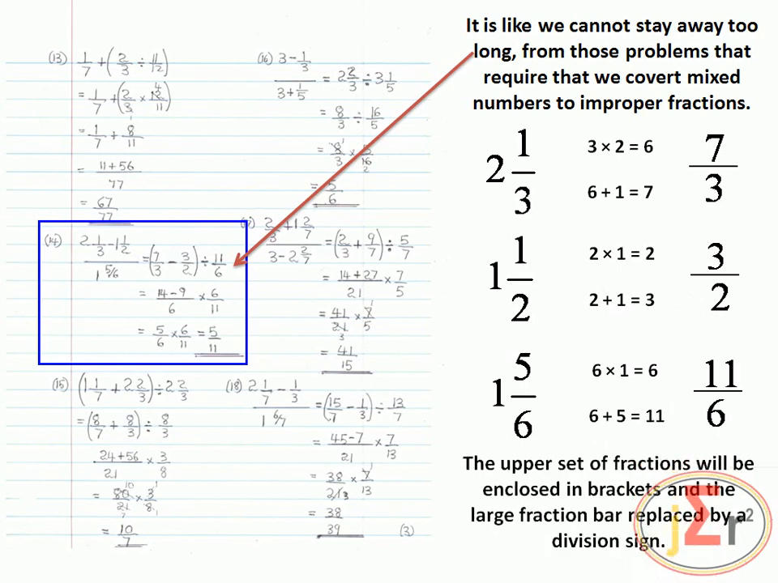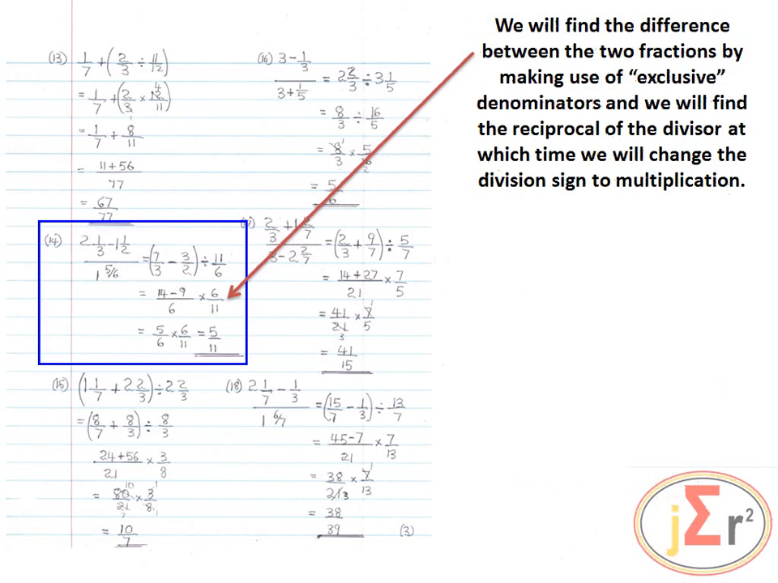What do we do next? The upper set of fractions will be enclosed in brackets, and the large fraction bar replaced by a division sign, as usual. We always do that under those circumstances. We will find the difference between the two fractions by making use of exclusive denominators, and we will find the reciprocal of the divisor, at which time we will change the division sign to multiplication. What do we do?